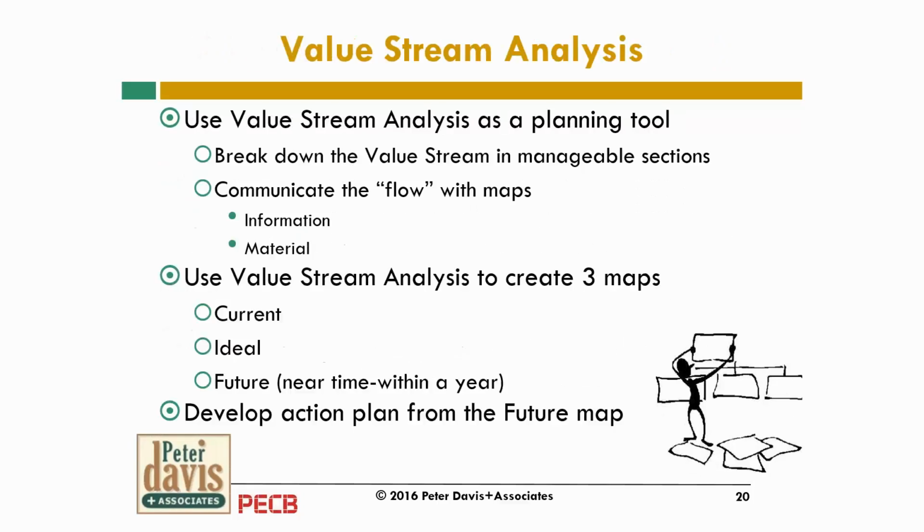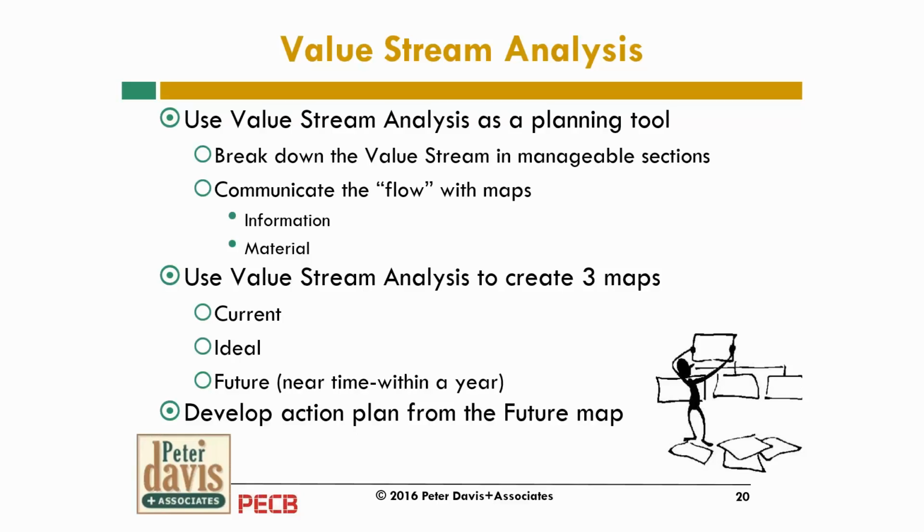So the value stream analysis is a key starting point in any lean effort. Again, it helps us to break down the value stream into manageable sections, and it also helps us to communicate the flow. So we're going to talk about flow because it is one of our principles, and it helps us to understand the flow of the information and whatever might be the material as it goes through the process. So you have to know where you are and where you want to go. So that's one of the benefits.